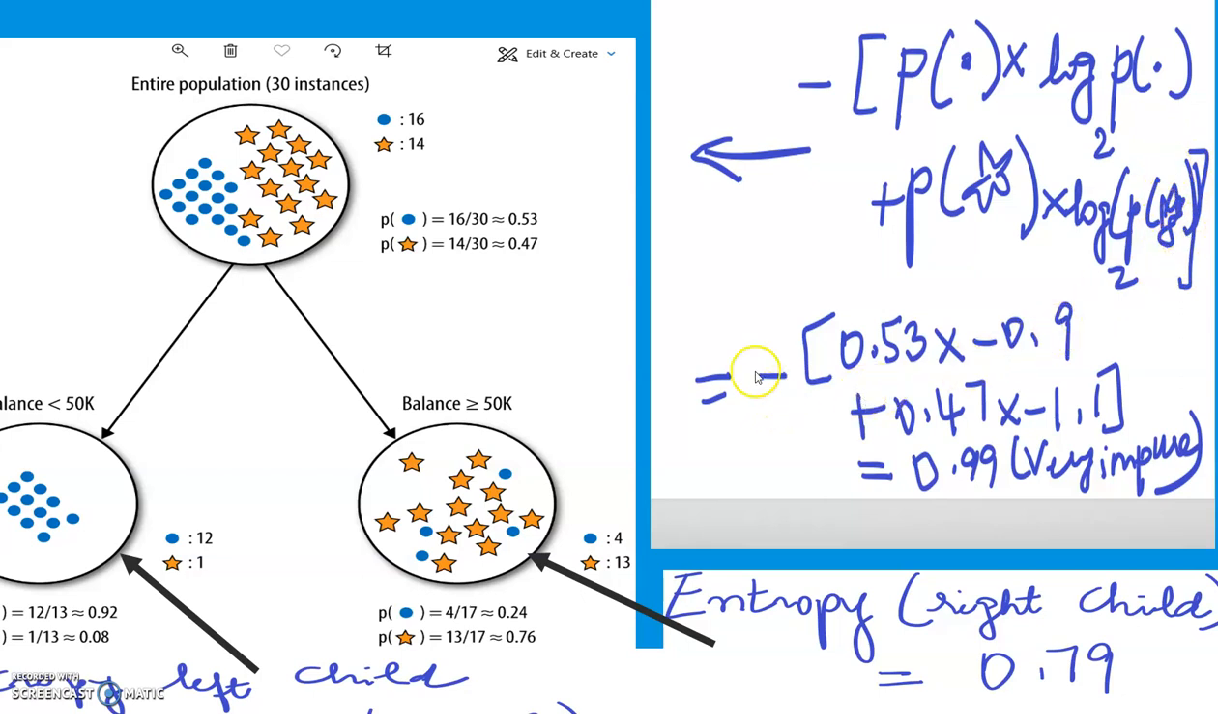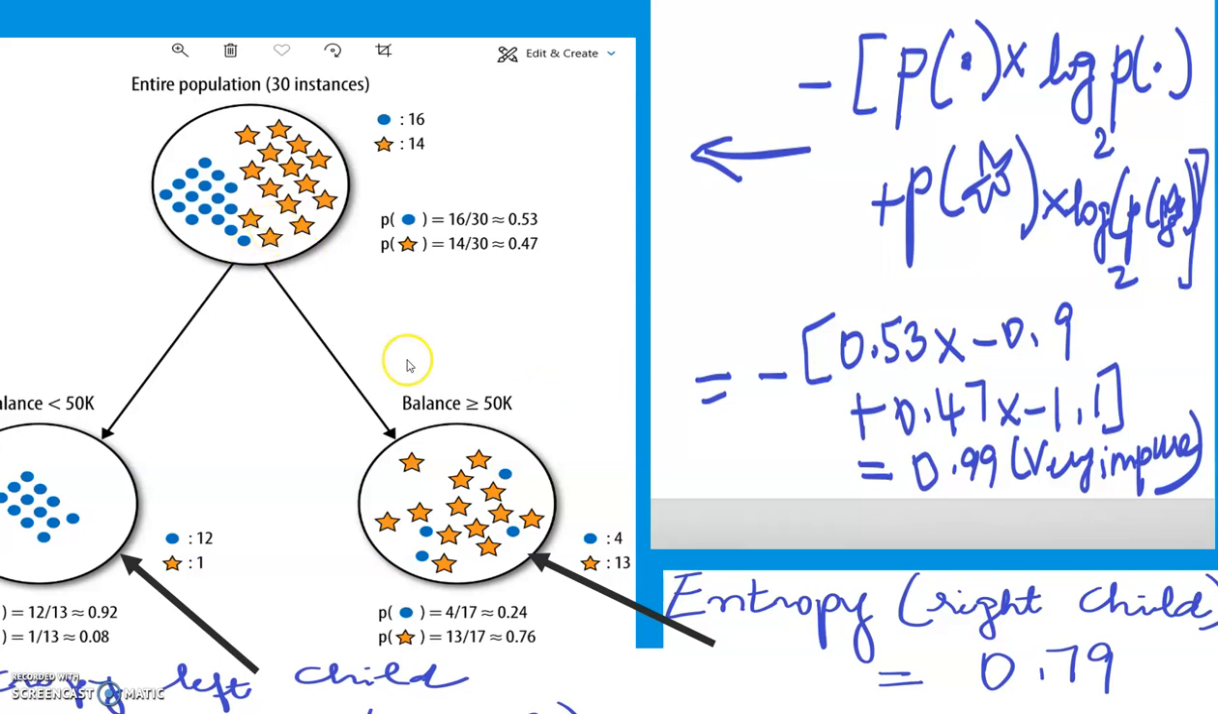And so if you use the formula, you already know the probabilities. Negative 0.53 into this negative 0.9, which is the log of 0.53 to the base 2. And this negative 1.1 is the log of this 0.47 to the base 2. So you can compute that the entropy of the parent node is 0.99. And again, I want to remind you that entropy is a number that varies between 0 and 1. And so the parent node has a very high degree of impurity.